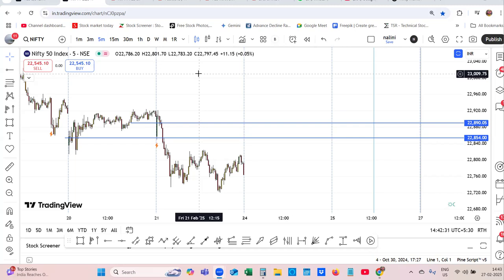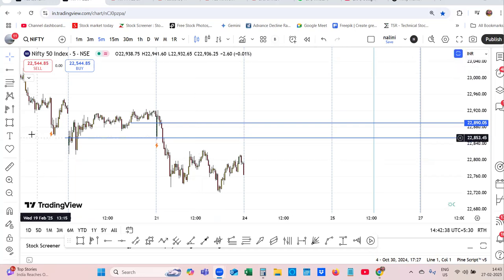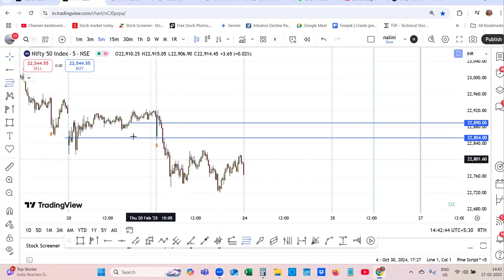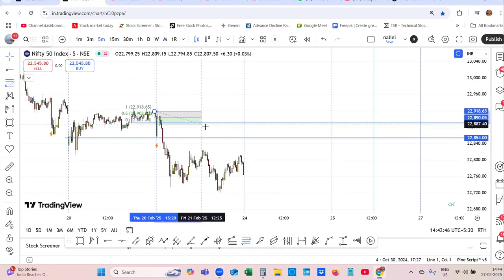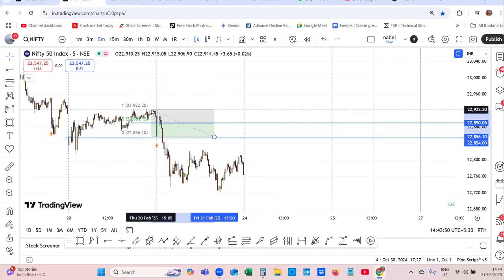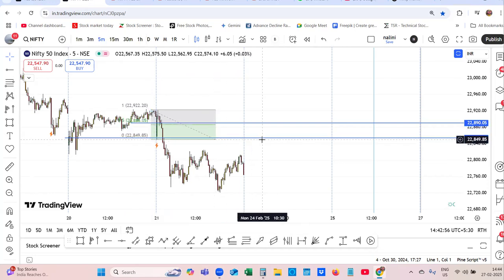So in the 5-minute strategy, what I'm going to use is we are going to mark the first 5-minute candle high and low. For that, I've tweaked this Fibonacci in this way. Only 1, 0.5, and 0, I'm applying to it.